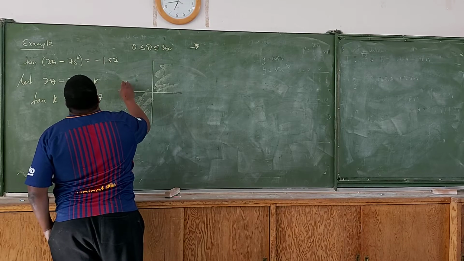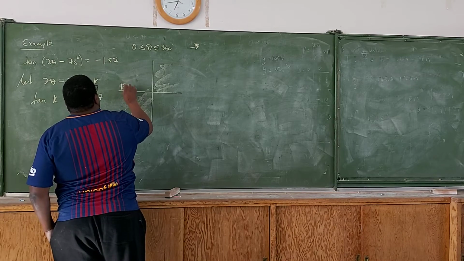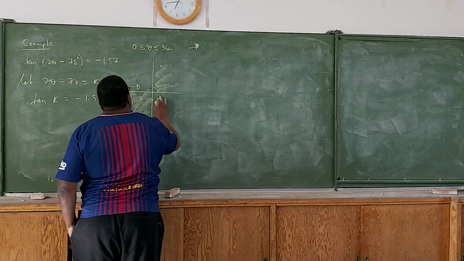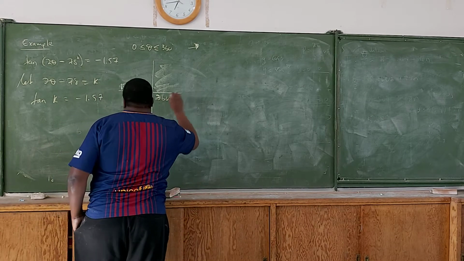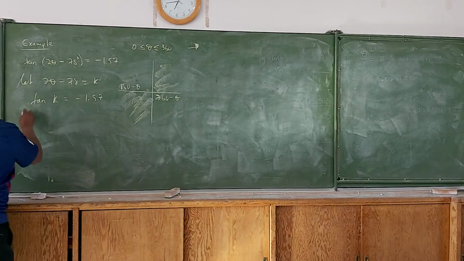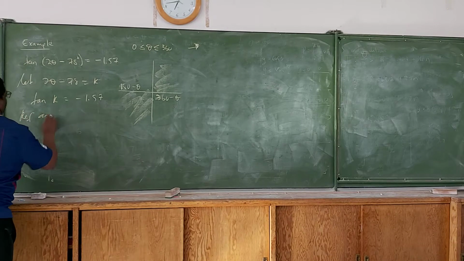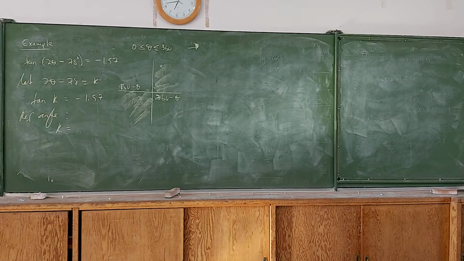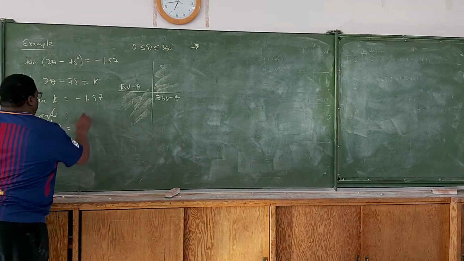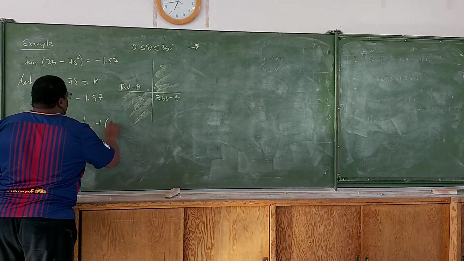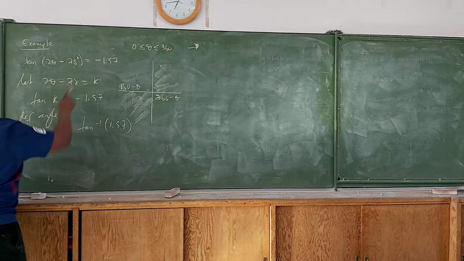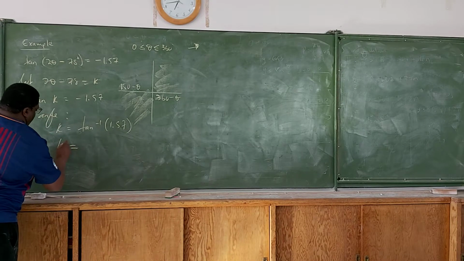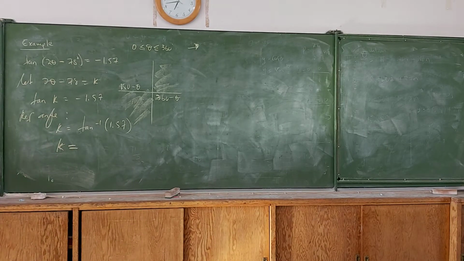So it's going to be 180 minus theta. Good. So let me find out k. Give me the reference angle, please. So what is our reference angle? Inverse tan of 1.57 in degrees, because it's given in degrees. Give me 4 decimal places if it's not exact.